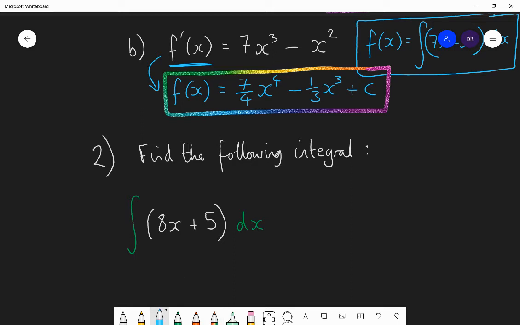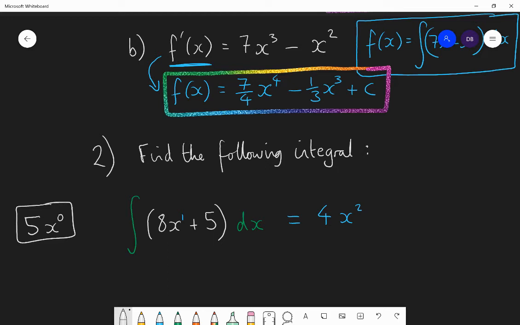So if I want to integrate 8x plus 5, I just integrate 8x first. That currently has a power of 1. So I raise that to a power of 2, and then I divide by 2. So it becomes 4x to the power of 2. When it was 8x to the power of 1, we then divided it by 2, which was the new power, became 4.